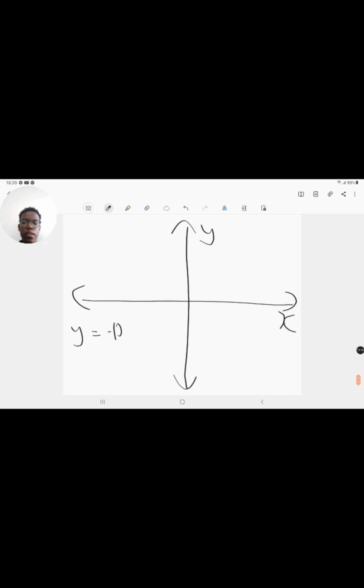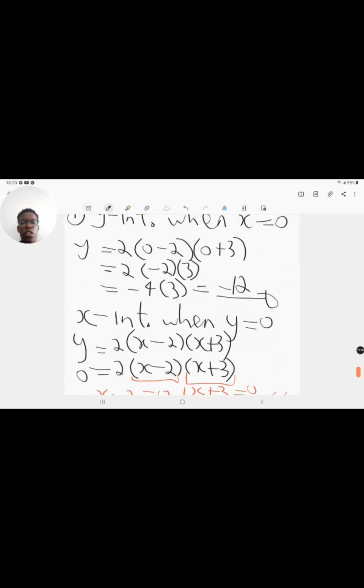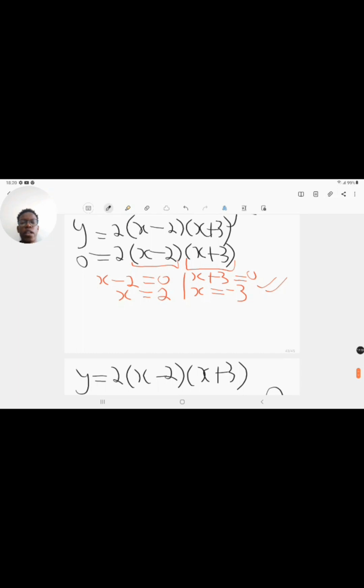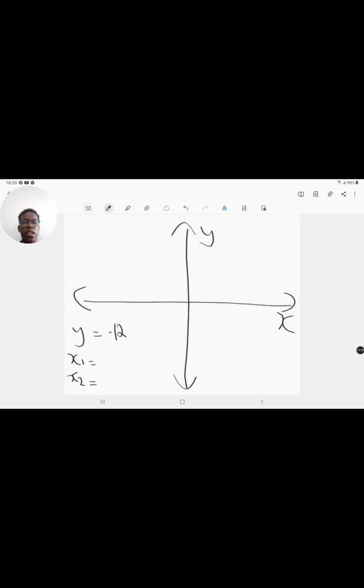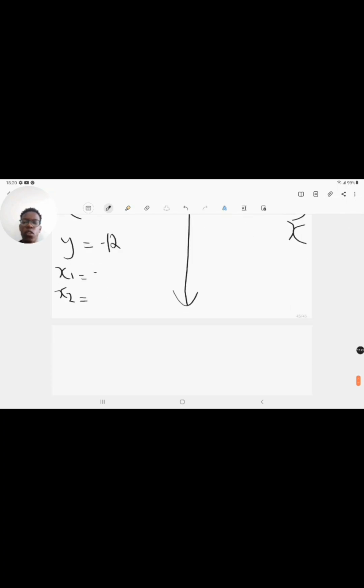Your y-intercept is minus 12. Your x-intercepts, x1 and x2, we calculated them in the previous page. Your x-intercepts are 2 and minus 3. Those are your x-intercepts, 2 and minus 3. So we're going to come back down here and write those down. 2 and minus 3. So we've got positive 2. We've got minus 3.